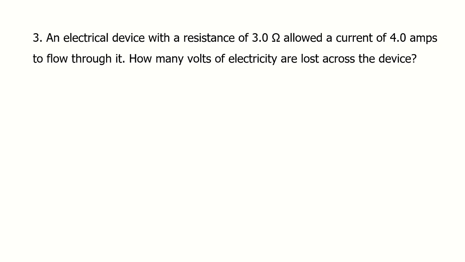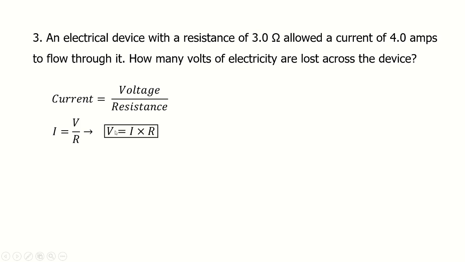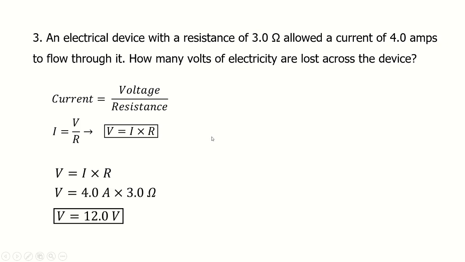Third one, we have an electrical device with a resistance of 3 ohms and a current of 4 amperes. Okay, so this time we're looking for the voltage that is lost across the device. So we're given resistance and current, so we just need to flip things around. In our original formula, we should put R together with I over there. So it's going to be V is equal to I times R. So we get the product of 3 and 4. That's going to be 12 volts.